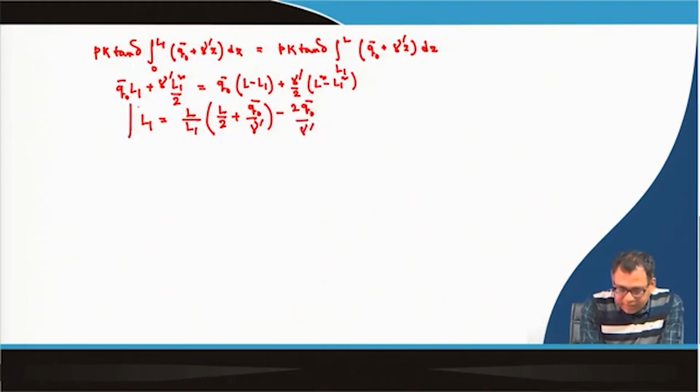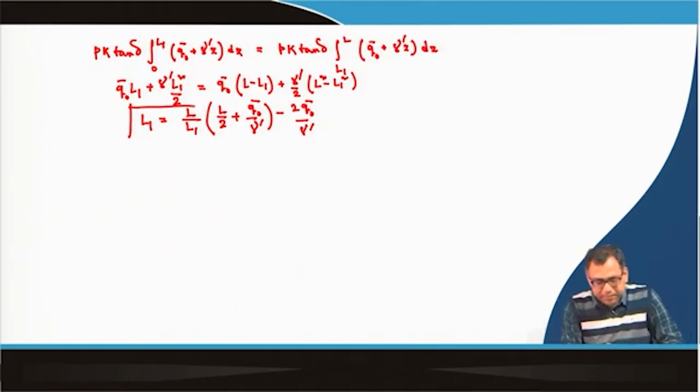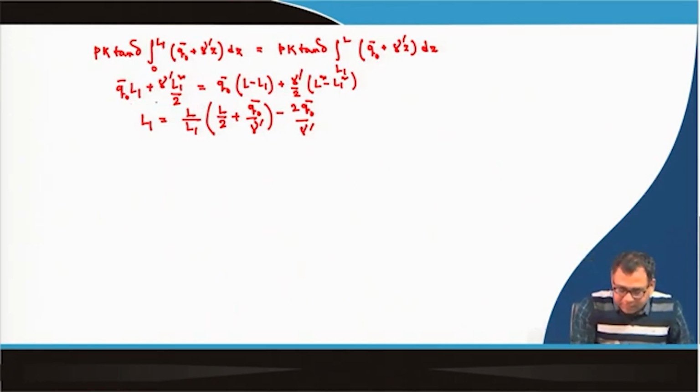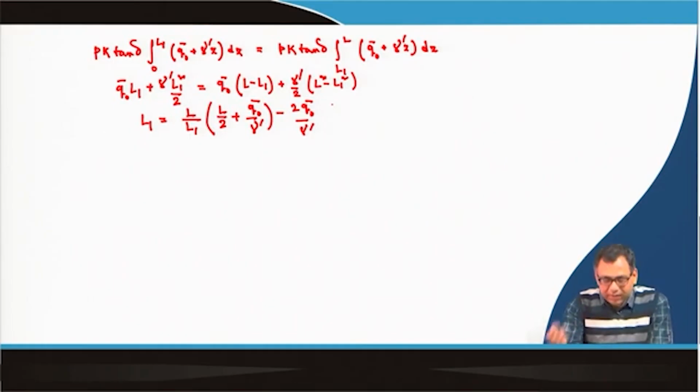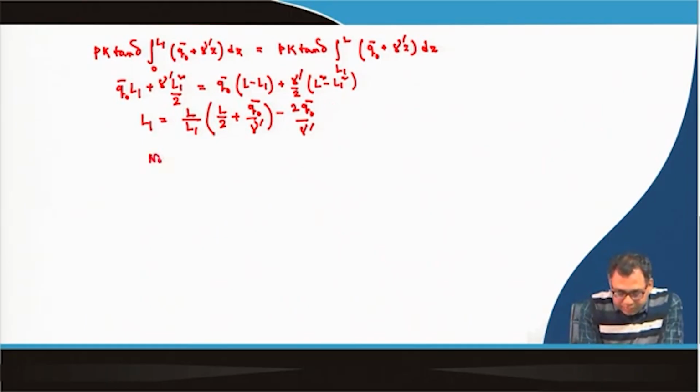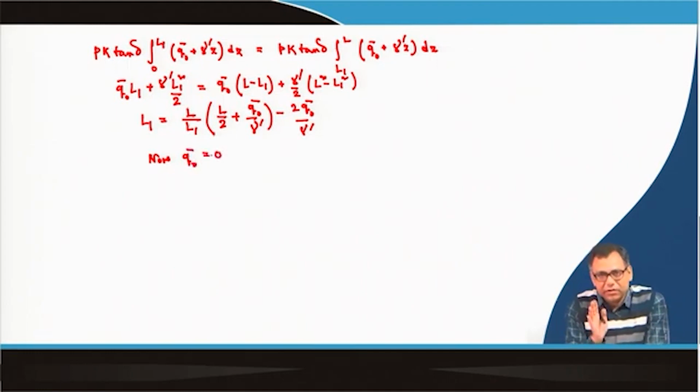So, this is the expression of L1, and that we have to use for our negative skin friction calculation. So, we can determine what is the value of L1. Now, if I put q 0 is equal to 0, which practically is not possible, just to get an idea what would be the approximate value of L1.